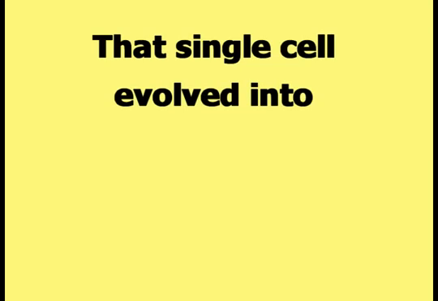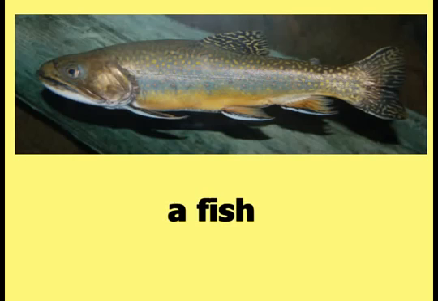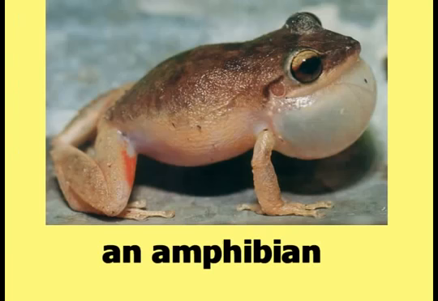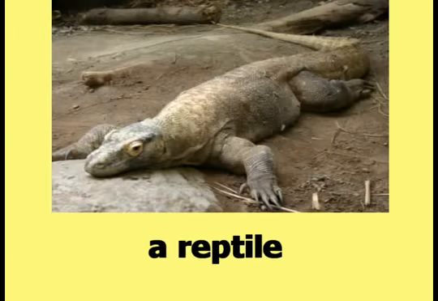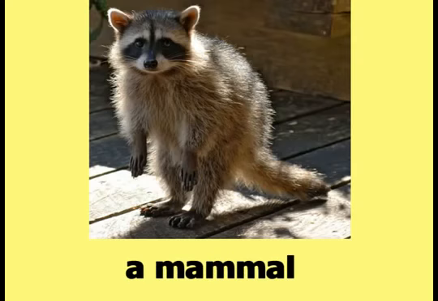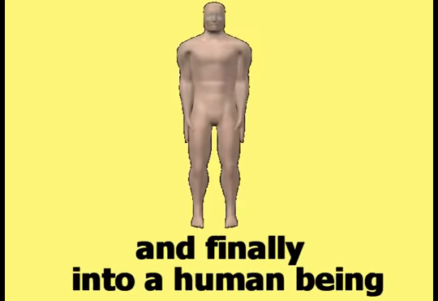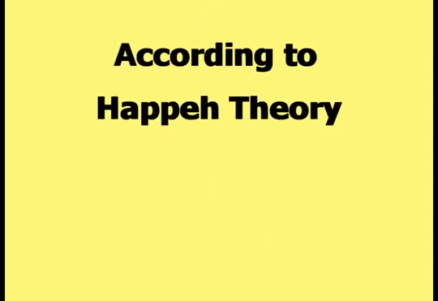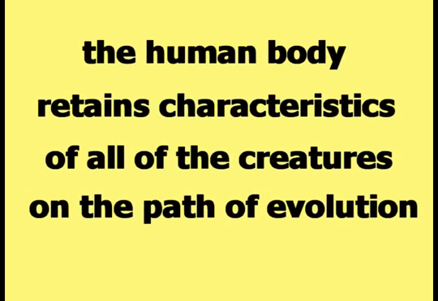That single cell evolved into a fish, an amphibian, a reptile, an insect, a bird, a mammal, and finally into a human being. According to Happy Theory, the human body retains characteristics of all of the creatures on the path of evolution somewhere within itself.